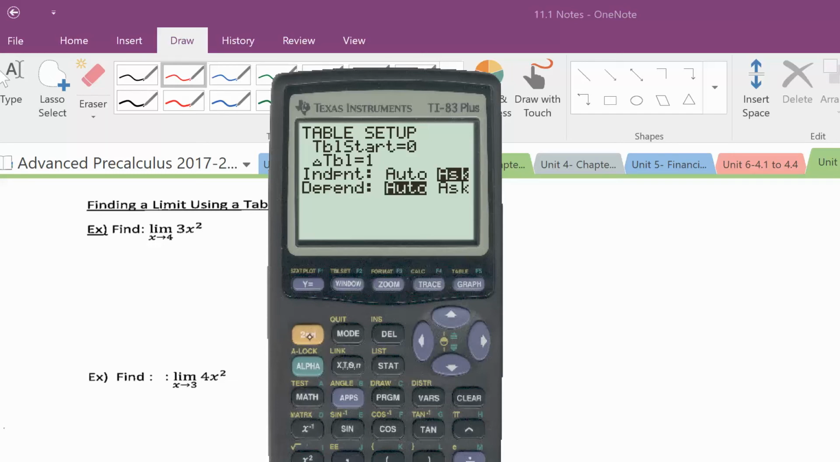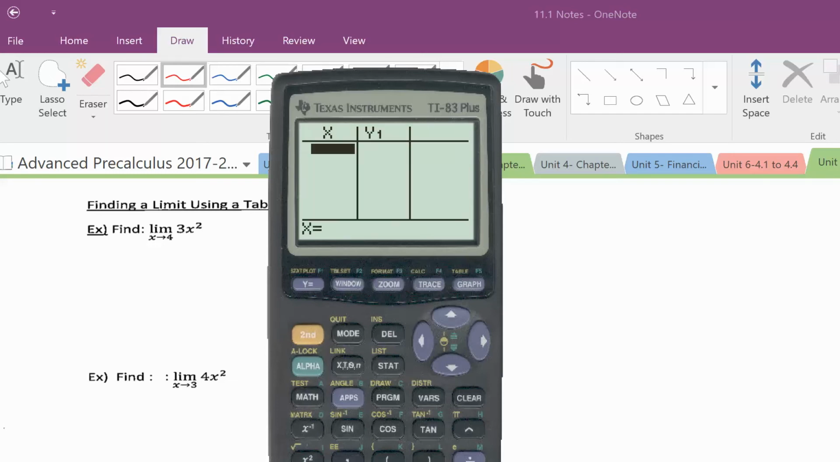Then when you go to the table, notice it's blank, so you can put in the values that you want. For example, you could put in 3.01, hit enter, and it gives you the value for y. Let's say you typed in 3.001. Notice it gives you more values. And 3.0001 gives you another.